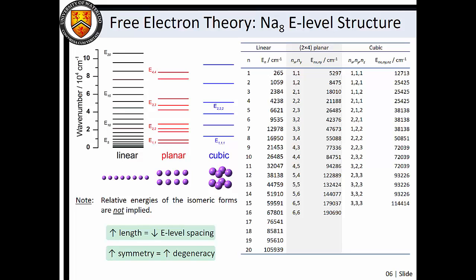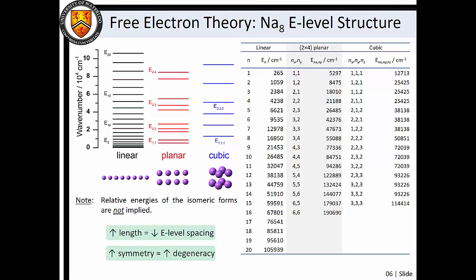For example, compare the electronic energy level structures of these three isomers of sodium-8: 1x8 linear, 2x4 rectangular planar, and 2x2x2 cubic. The density of electronic states is much higher for the linear isomer than for the planar isomer, which has a higher density of electronic states than the cubic structure.